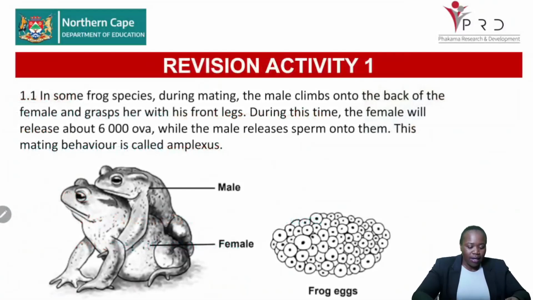Okay, now let's have a quick look at this activity here. Activity 1, question 1.1. It says, in some frog species, during mating, the male climbs onto the back of the female and grasps her with his front legs, as we can see over there. During this time, the female will release about 6,000 ova, while the male releases sperm onto them. This mating behavior is called amplexus. As we can see, these are the eggs of the frog, and then there's the female and the male that has climbed onto the back of the female.